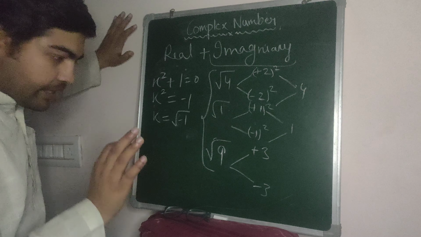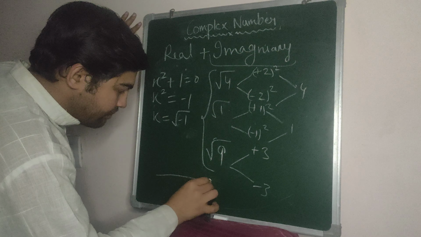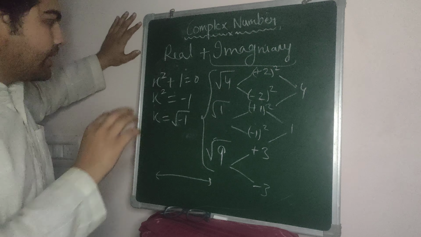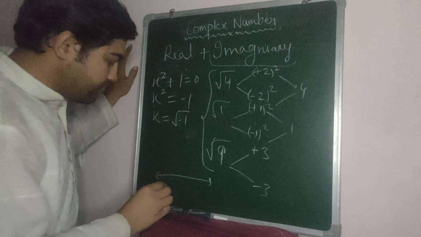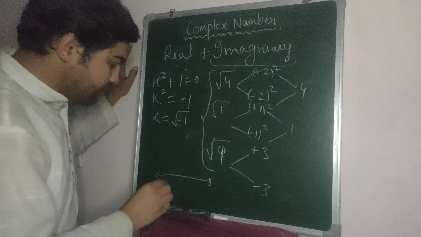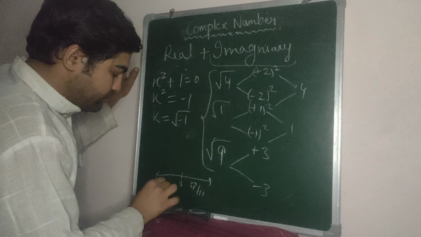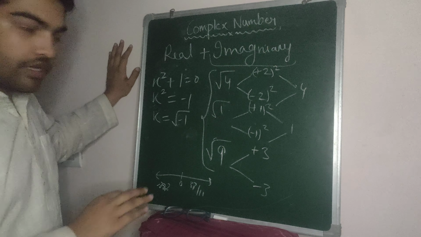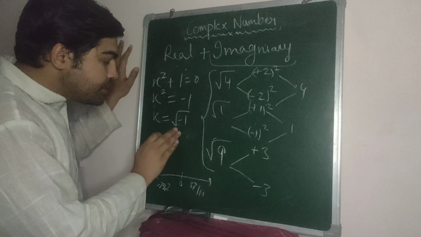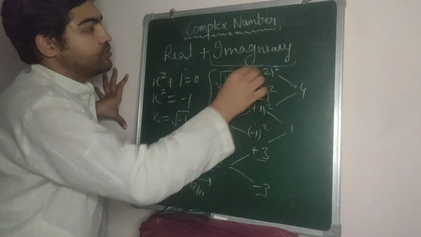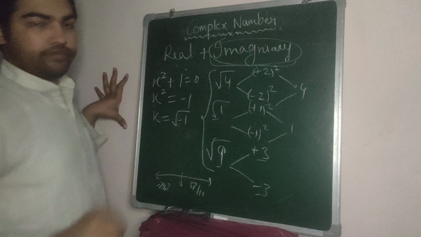What is a real number? A real number is a number which we can represent on a number line, like 0, 33 by 11, minus 272. These are real numbers. But those numbers which we cannot represent on the number line, which we can only imagine, should be considered imaginary numbers.